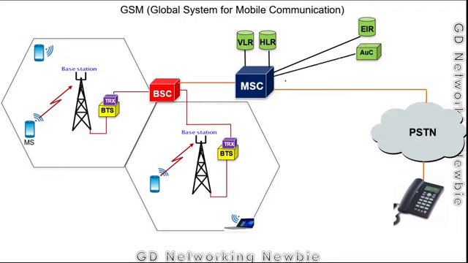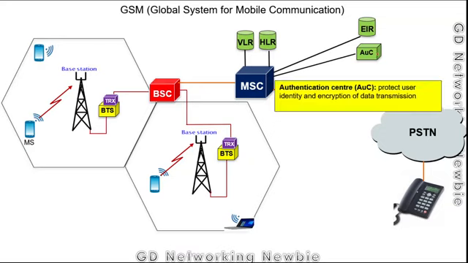And this mobile switching center is also connected with the authentication center. The authentication center is there to identify a user, to protect user identity, and to encrypt the data which is being sent from one user to another user. Encryption means to hide the data so that nobody can read it, to make it secure. So that's the job of the authentication center.